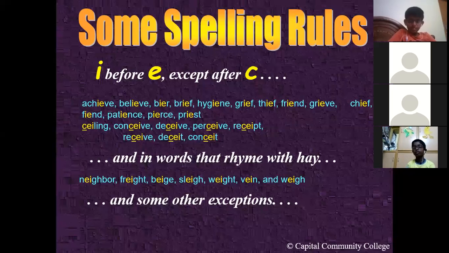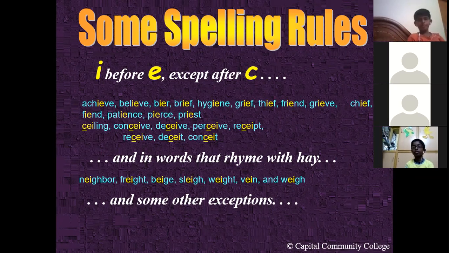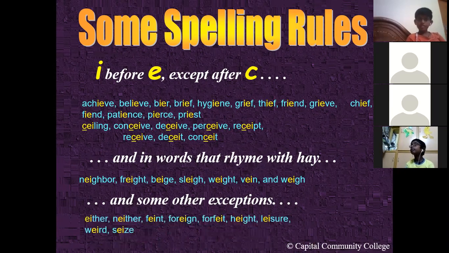And some other exceptions. What is meant by exception? Exception means for some cases, they don't follow all these rules. They don't follow the rules. So: either, neither, feint, foreign, forfeit, height, leisure, weird, seize. Okay, these are some exceptional cases.